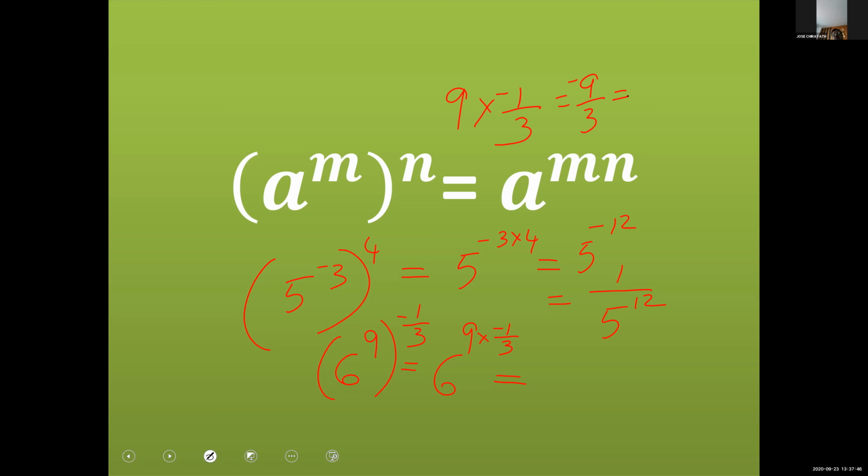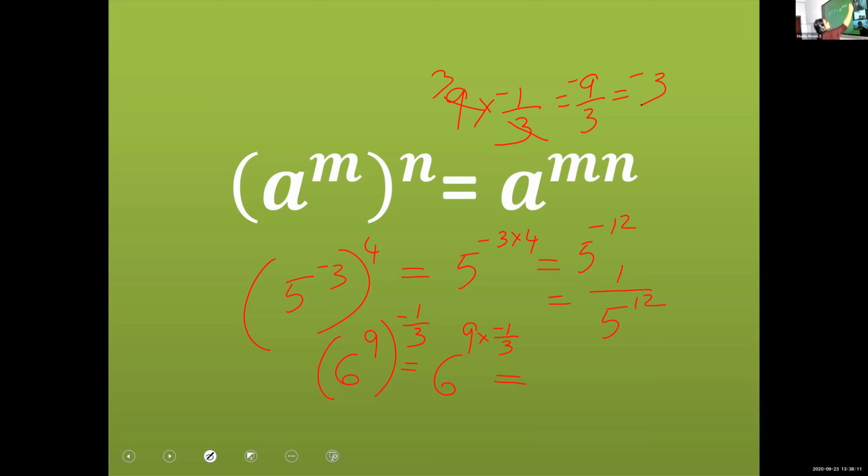Who got the answer? Anybody got the answer? Pooja. Negative 3. We can cancel 3 here. 3 threes are 9. So it is negative 3.